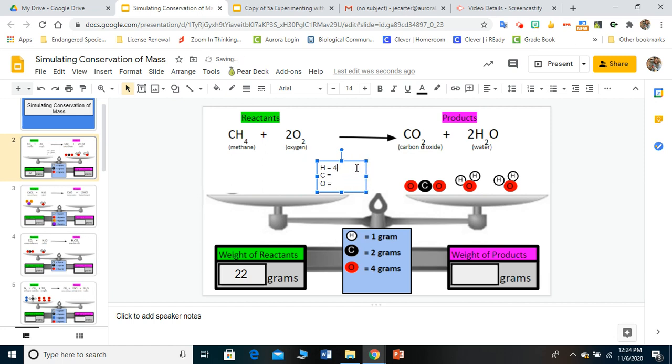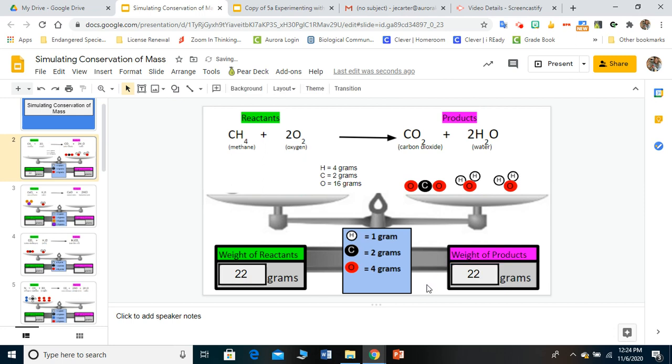Let's look at the hydrogens. I know each hydrogen weighs 1 gram, and I see 1, 2, 3, 4 hydrogens, so 4 grams. Look at my carbons. Each carbon, according to the key, weighs 2 grams, and I only see 1 carbon, so that's a total of 2 grams. And oxygens weigh 4 grams each, so I have 4 oxygens. So 4 plus 4 is 8, plus 4 is 12, plus 4 is 16, so I have 16 grams of oxygen. If I add all of these up, total 16 plus 2 is 18, plus 4 is 22 grams.